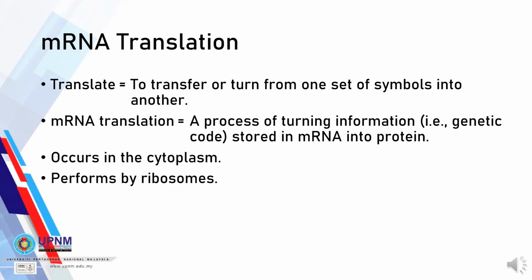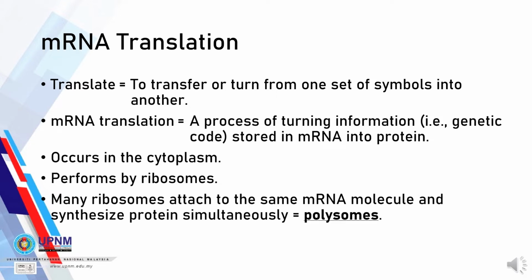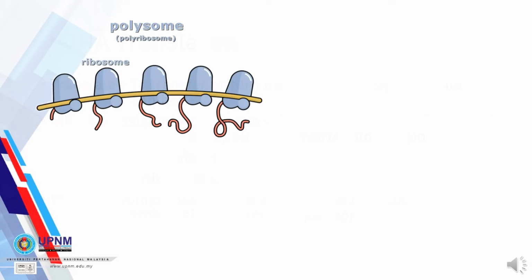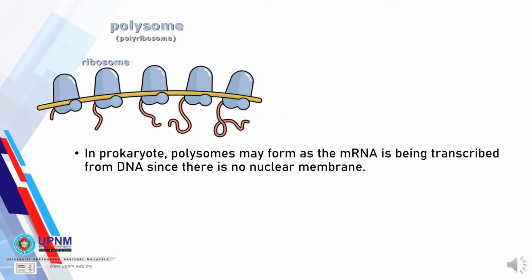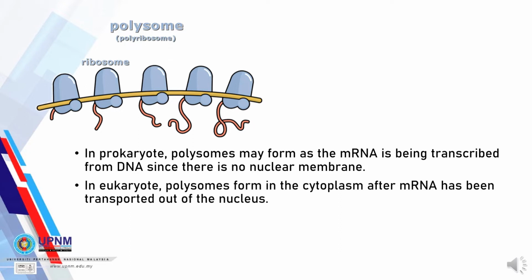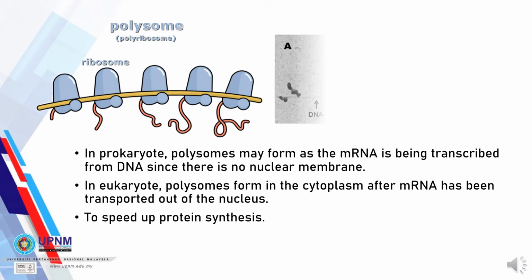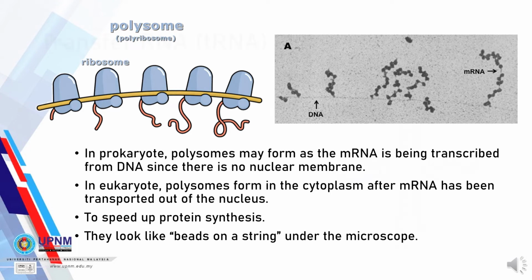mRNA will be translated by ribosomes in the cytoplasm. Many ribosomes will attach to and translate one single mRNA into protein simultaneously. This observation is called polysomes. In prokaryotes, polysomes may form as the mRNA is being transcribed from DNA, since there is no nuclear membrane separating the chromosome from the cytoplasm. In eukaryotes, polysomes form in the cytoplasm after the mRNA has been transported out of the nucleus. Polysomes help in speeding up protein synthesis. They look like beads on a string under the microscope.